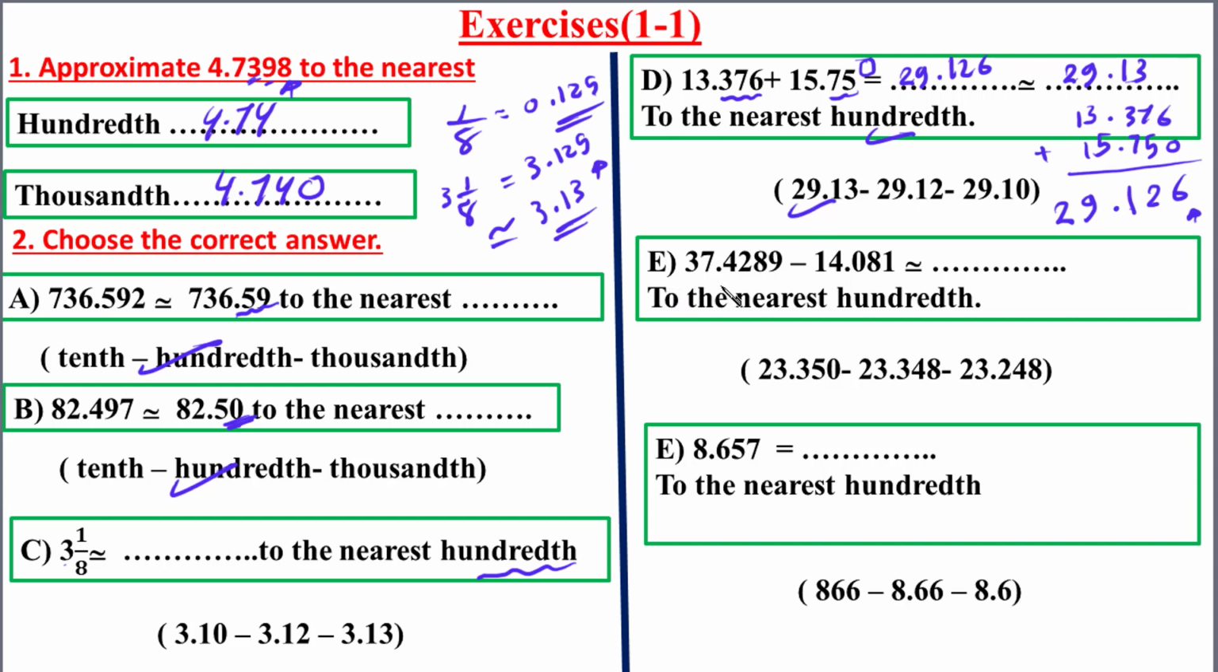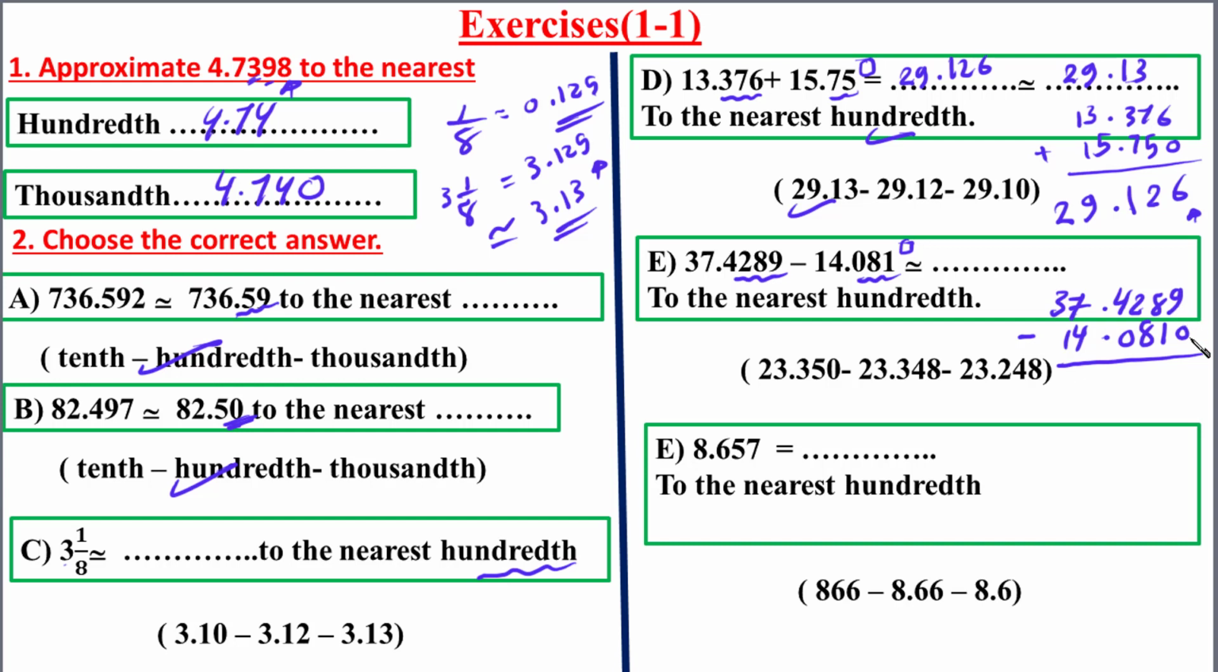Number E, 37.4289 minus 14.081 to the nearest hundredth. In the same way, we must subtract first. We have here 4 decimal places and here 3 decimal places. We have to add 0 here to equate the decimal places. We can align the two numbers above each other, so it will be 37.4289 minus 14.081, and we have to write 0 here.